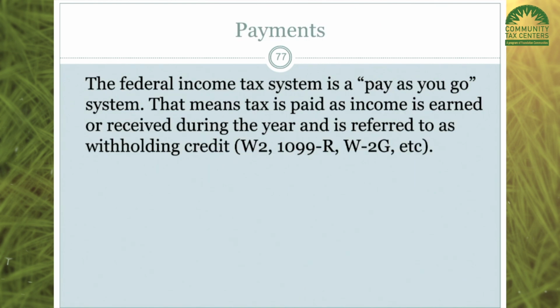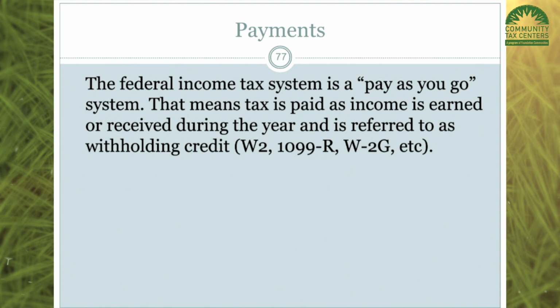So our payments. The federal income tax system is a pay-as-you-go system. That means taxes are paid as income is earned or received during the tax year and is referred to as a withholding credit. So we see withholdings on a W-2, a 1099-R, the W-2G, so the gambling winnings, unemployment, and there's a few other forms where they typically withhold.